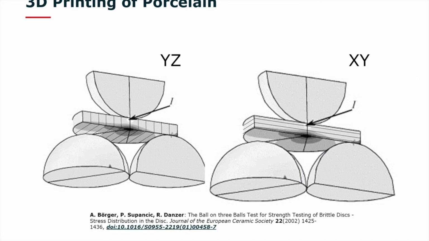What are the properties of the 3D printed and sintered parts? For porcelain, shown here, we test with a ball on 3 balls test according to Robert Danzer's approach. And the nice thing is you can use here small tablets which we printed, and we printed them in different orientation so that the maximum stress is here perpendicular to the layers, and here it's in plane with the layers. So that's a YZ and that's a XY direction.